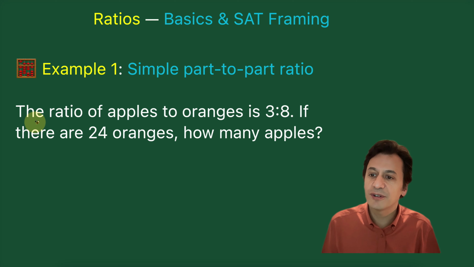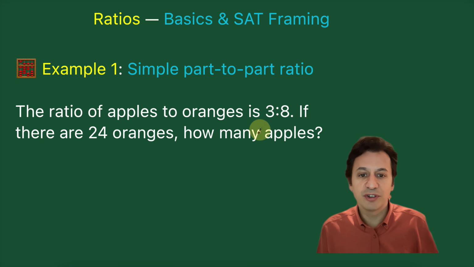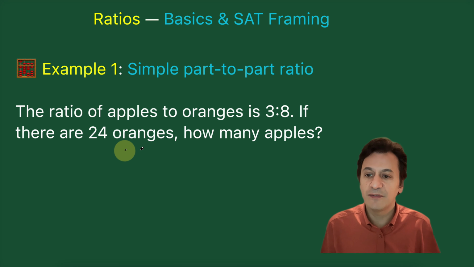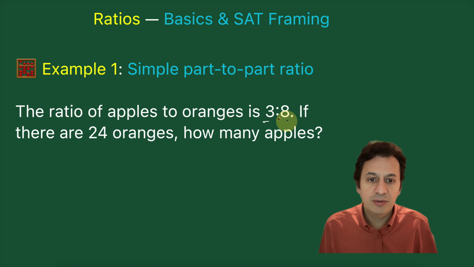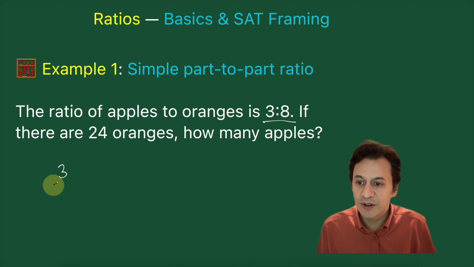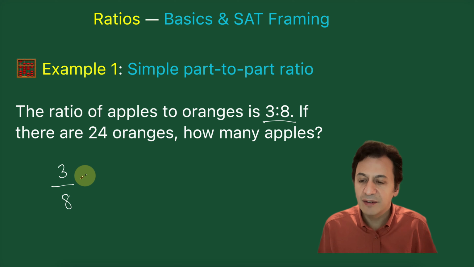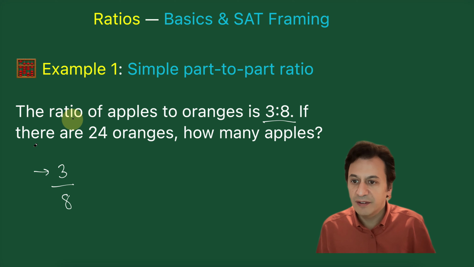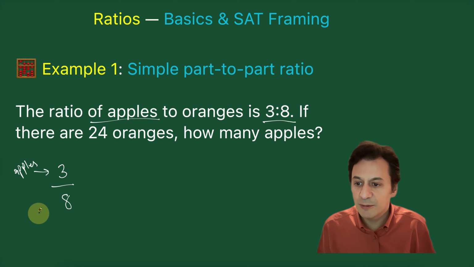Let's read it first. The ratio of apples to oranges is 3 to 8. If there are 24 oranges, how many apples? Let's write this 3 to 8 in fraction form. And this represents, look, ratio of apples. So this represents apples. And this part represents oranges.